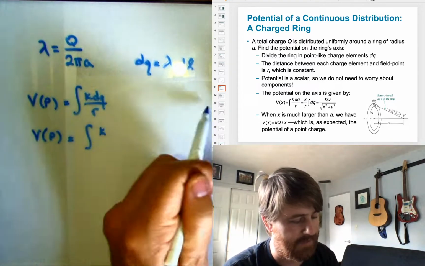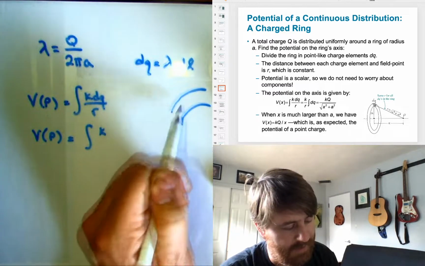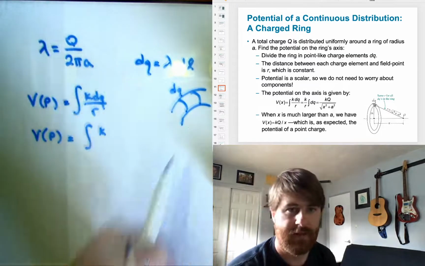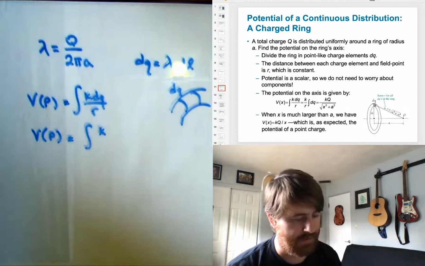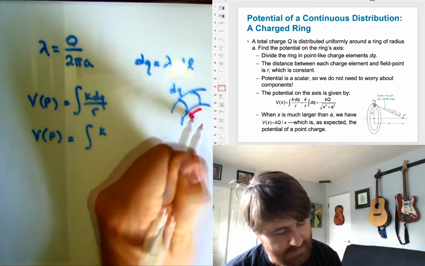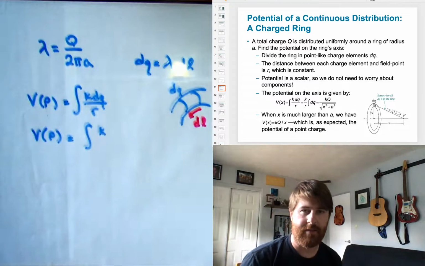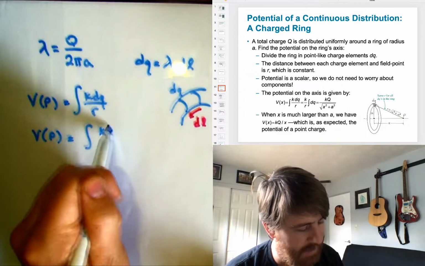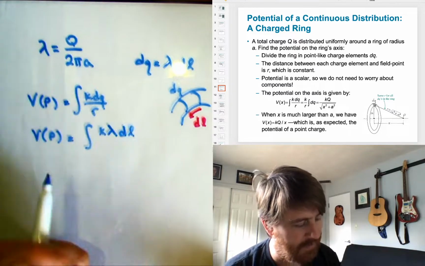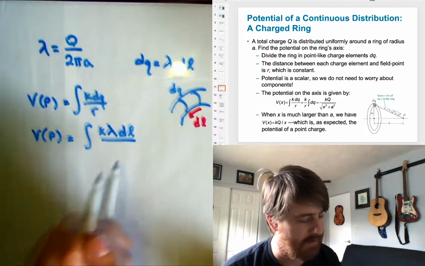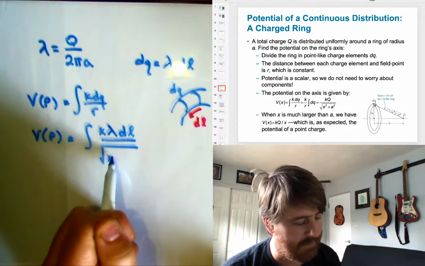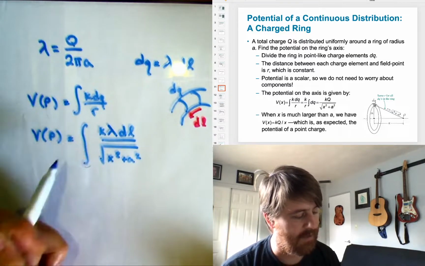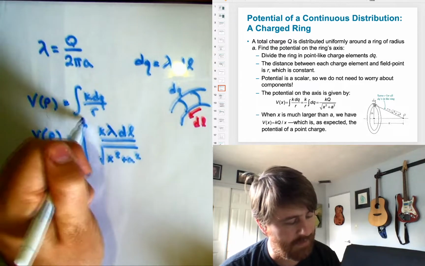Okay? So if I have the ring, I'll zoom way in here, and I have this charge element dq. There's the ring, a piece of the ring. Then dl is the distance across that little infinitesimal element of the ring. So now I'm left with K lambda dl, that's my dq, divided by R. R is the square root of x squared plus a squared. And where do I want to integrate? I want to integrate dl all the way around the ring, so from 0 to 2 pi a.